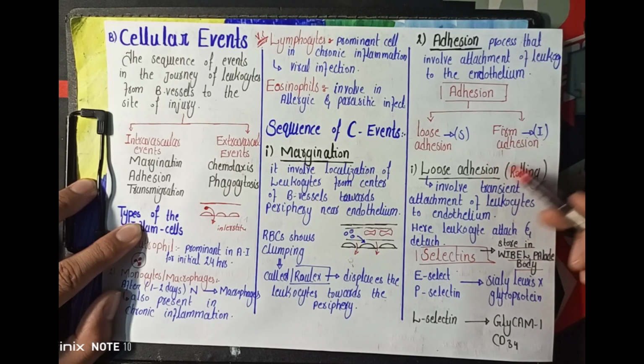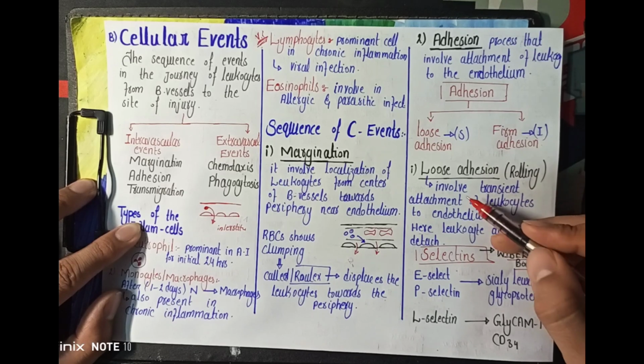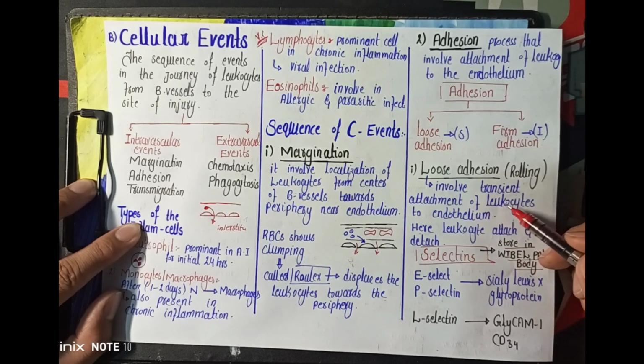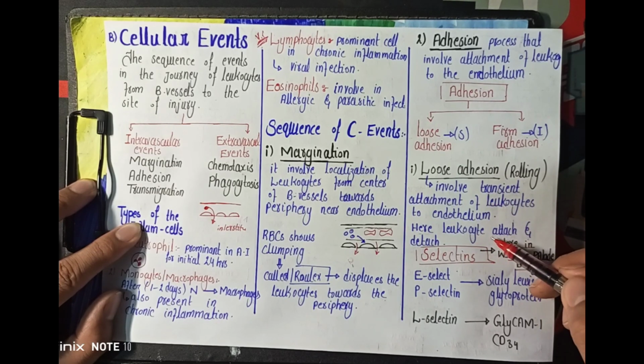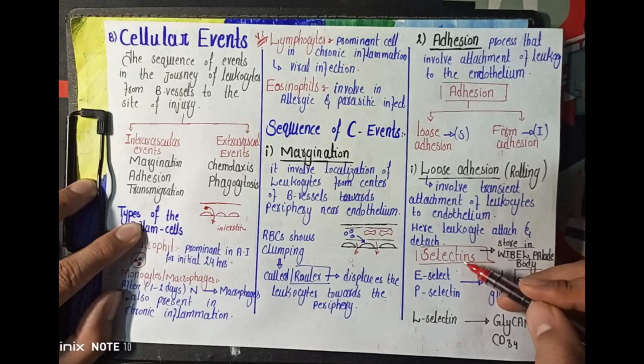तो सबसे पहले बात करते हैं about the loose adhesion. Loose adhesion is also known as the rolling, and in loose adhesion there is a transient attachment of the leukocyte to the endothelial cell. In loose adhesion the leukocyte attaches with the endothelium and then detaches. They attach and they detach. That is why it is also known as the loose adhesion. And loose adhesion occurs with the help of the selectin molecule.